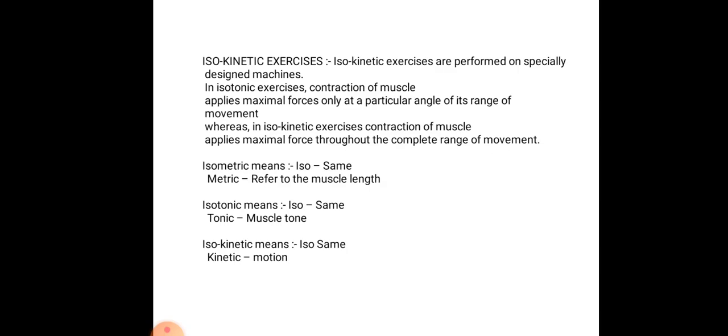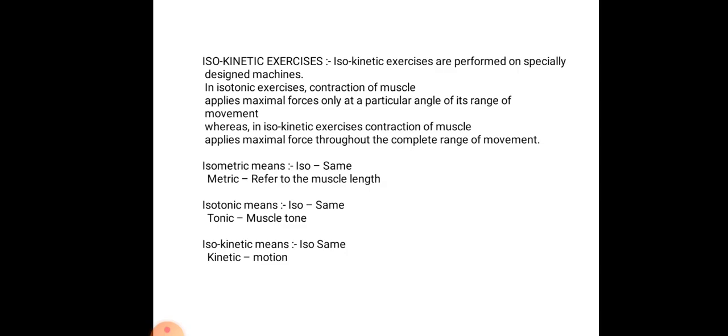The next one I'm talking about is isokinetic exercise. Isokinetic exercises are performed on specially designed machines. In isotonic exercise, contraction of muscles applies maximal force only at a particular angle of its range of movement. Whereas in isokinetic exercise, contraction of muscles applies maximum force throughout the complete range of movement.